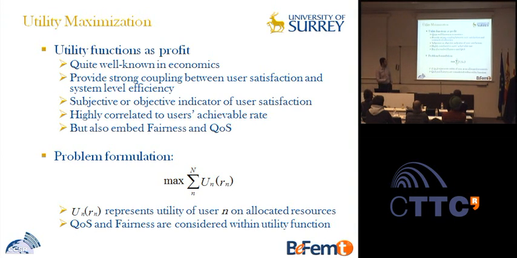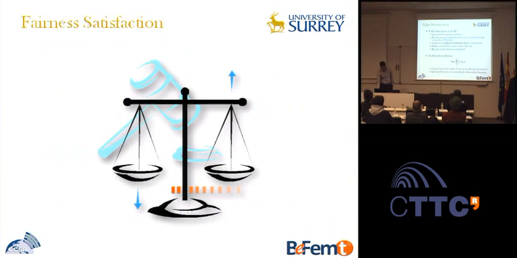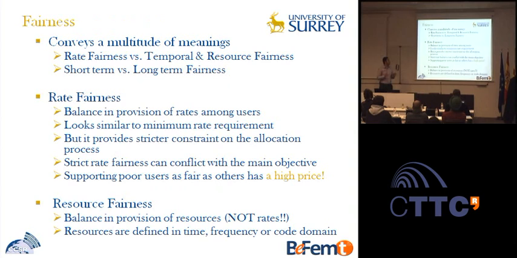So now that we have talked about utility functions, it is good that we talk a bit about fairness, because as I mentioned, a utility function can embed fairness inside it. So what is the notion of fairness? In general, if we look in the literature, the term fairness conveys different notions. Sometimes it refers to the rate fairness between the different users. Some other times it is based on the temporal or resource fairness. And it can also be imposed in a short-term or long-term perspective.